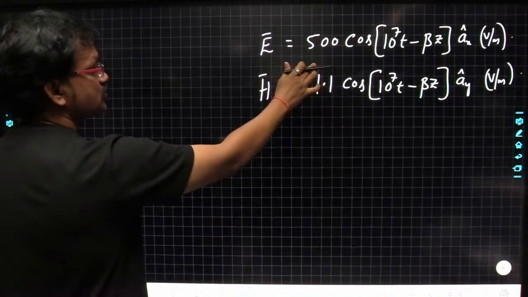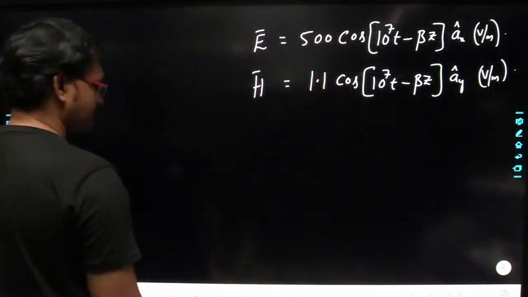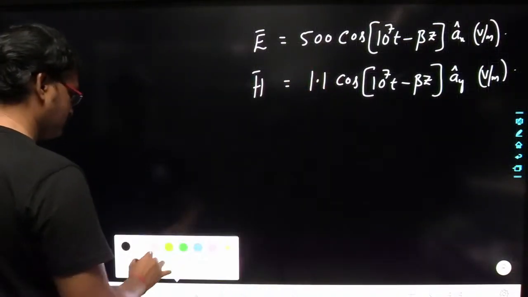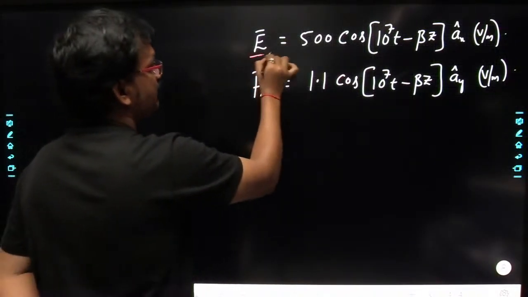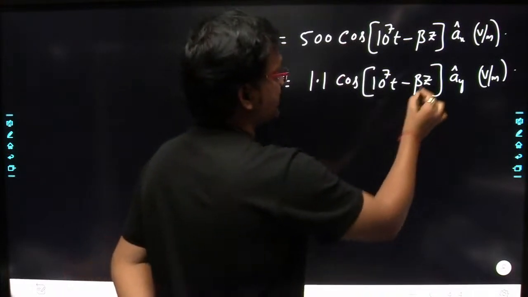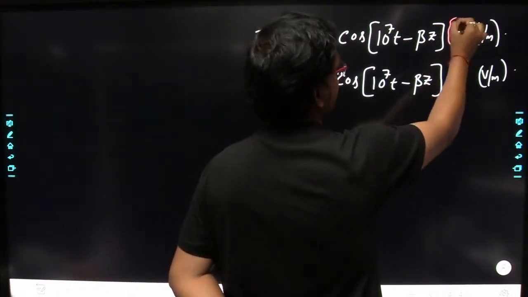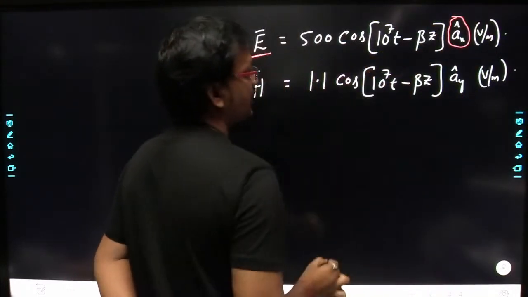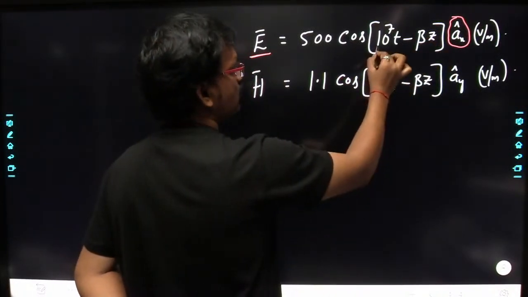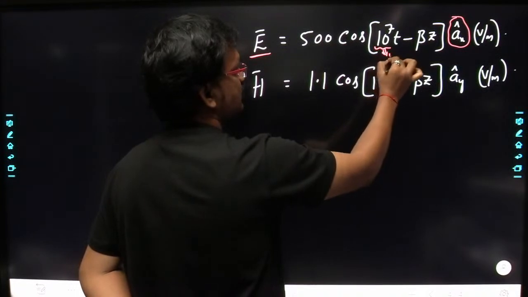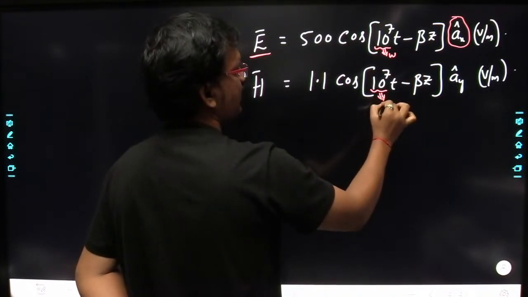Okay, so these are the electric field and magnetic field expressions of an electromagnetic wave they have given, right? First of all you have to observe in which direction the electric field is pointing. It is pointing in the a_x direction, and the wave is propagating in which direction? Positive z direction, because, as I have already told, this is nothing but omega.